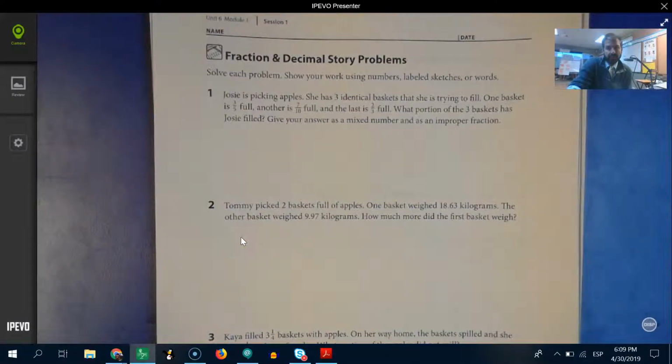This is fraction and decimal story problems. Solve each problem. Show your work using numbers, labeled sketches, or words.